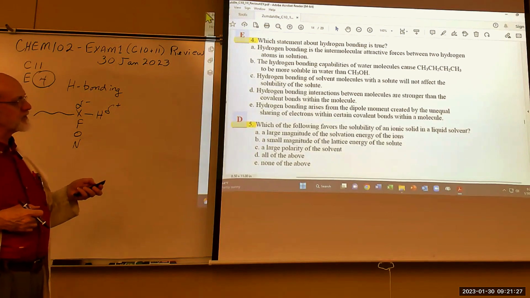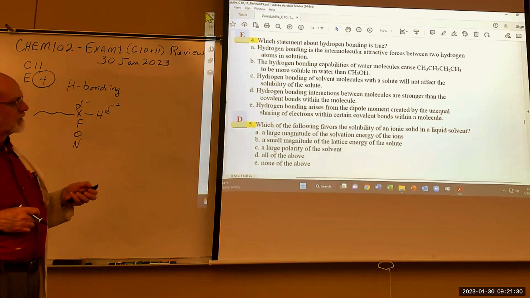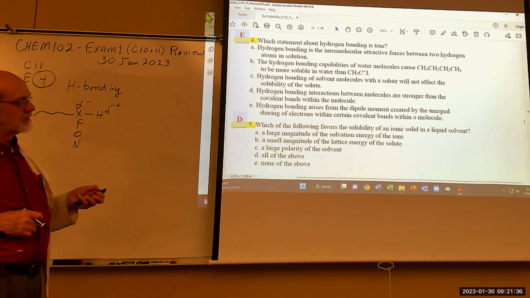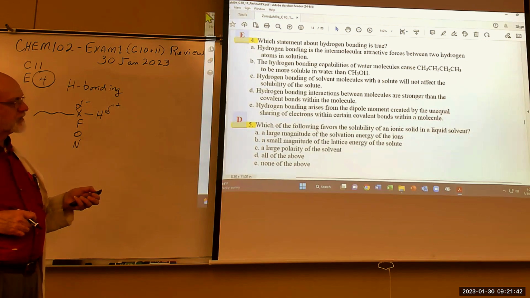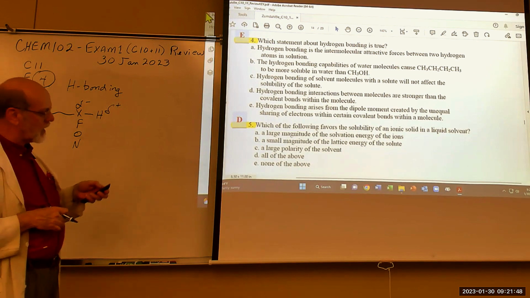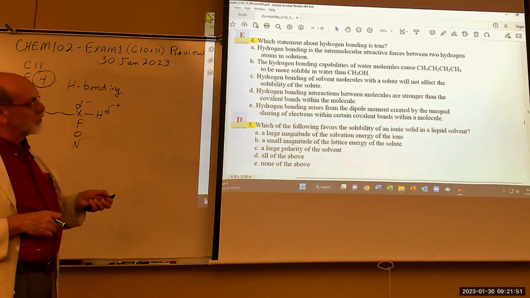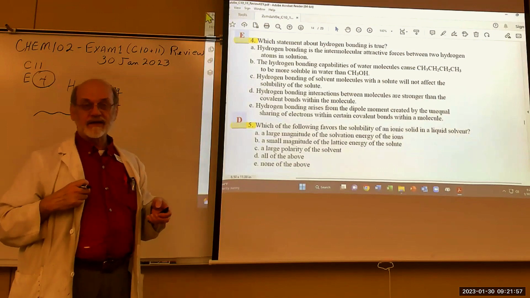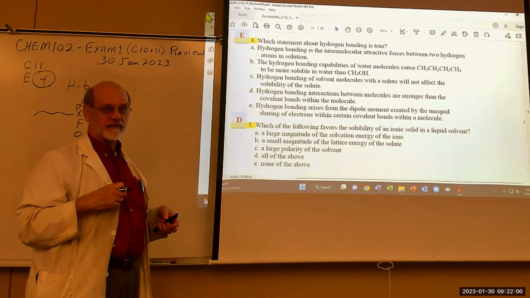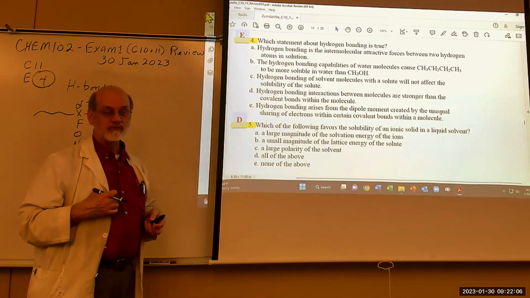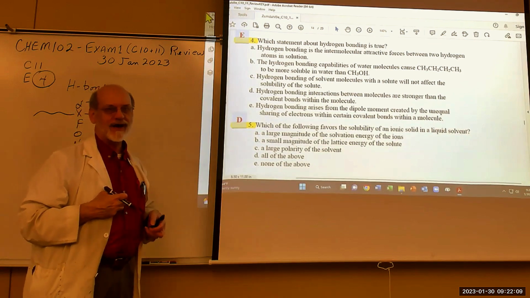The hydrogen bonding capabilities of water molecules cause that molecule to be more soluble in water than this one. No. There's no hydrogen bonding there. It doesn't have an oxygen or a fluorine or a nitrogen. Hydrogen bonding of solvent molecules with a solute will not affect the solubility. I beg to differ. Hydrogen bonding is very influential on the solubility. I mean, just ask sucrose in water. You can put more sucrose in water than there is water because of hydrogen bonding.